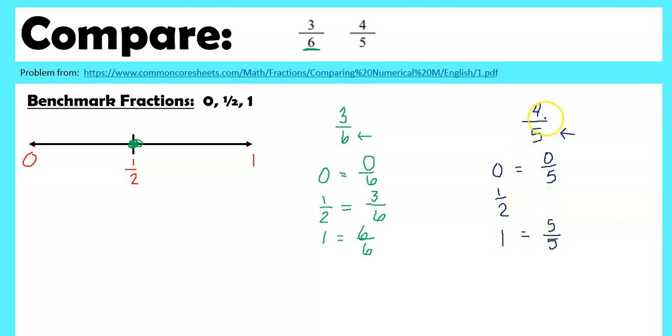Okay, so my number 4/5 is obviously somewhere between 0/5 and 5/5. But is it closer to 0/5 or is it closer to 5/5? By looking at this number, you can probably conclude that yes, 4/5 is closer to 5/5.